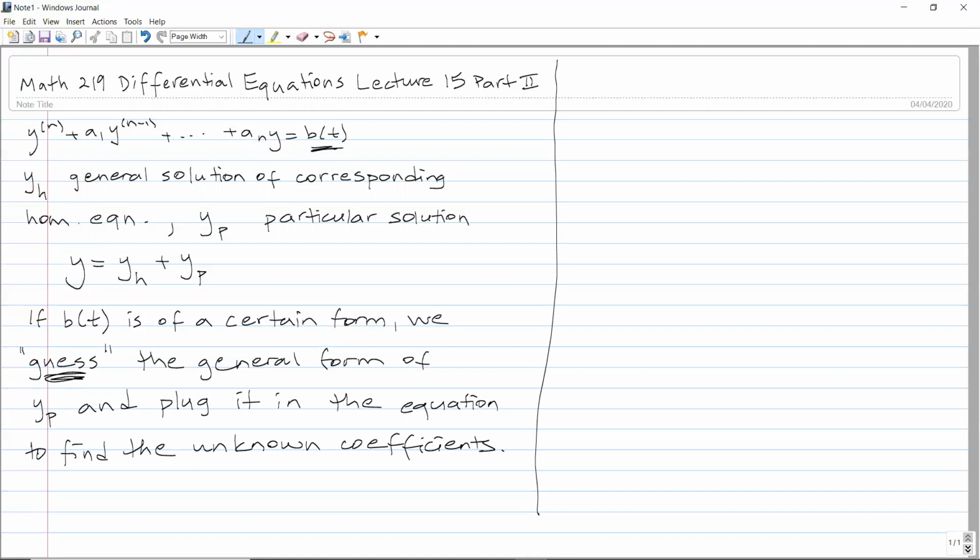So now we are going to introduce another method to make the correct guess. What we did in the previous video works as long as you guess the correct form of the particular solution. What I am going to introduce today works all the time. So what we do is we use differential operators, and what are called annihilators.